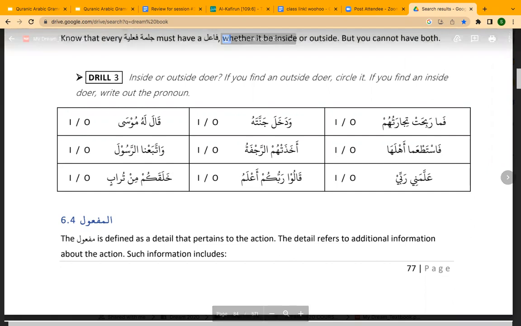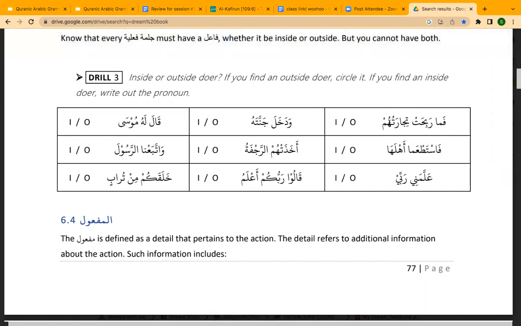If you had to bring something outside as an outside doer, it should not be another pronoun. Keep that in mind. You will see a rare example of that where you will see a pronoun after a fail in the Quran in Ayatul Dain, but you will not call it an outside doer per se. It is there to emphasize the huwa, however, that's a discussion for a later time.